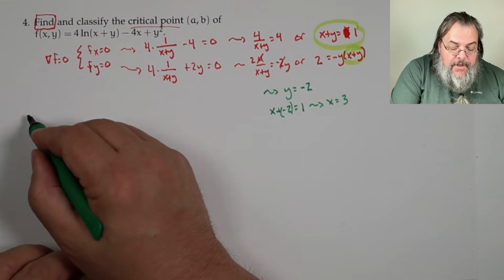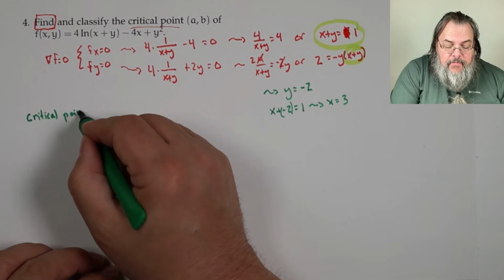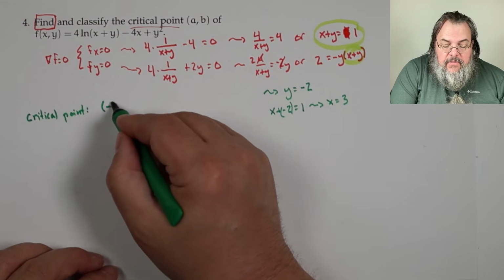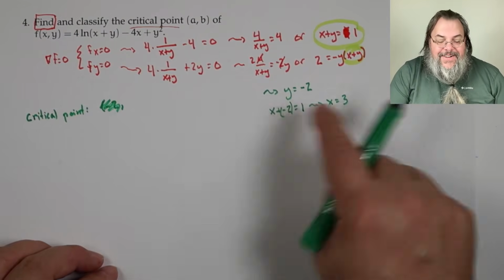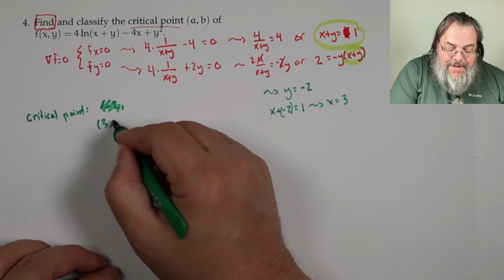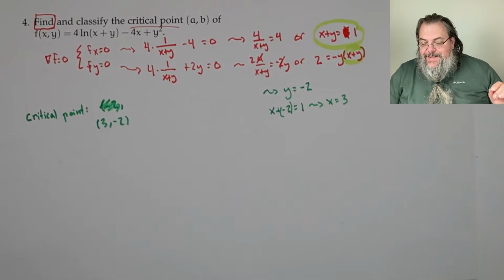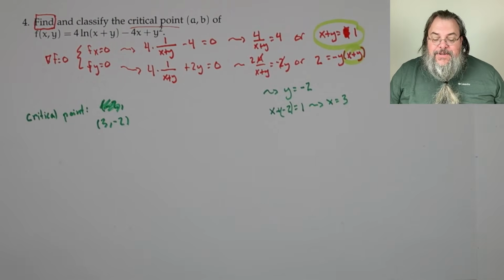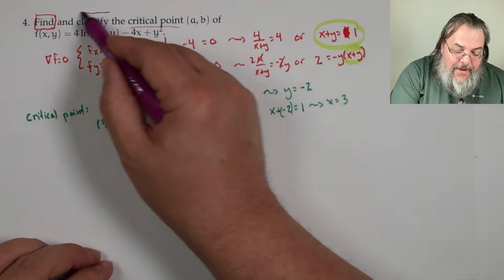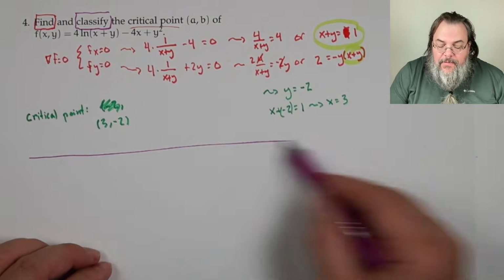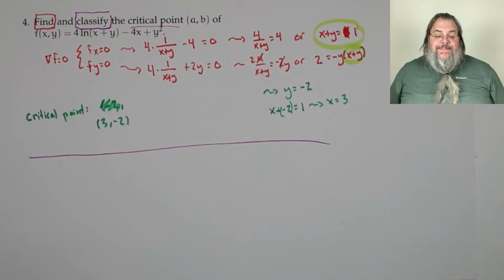So our critical point, and they were right, there's only one of them, got to get these in order, is at 3 comma negative 2. All right, so that's the find. We found it. Now, we move into the next phase, and that's the classify. Okay, so for classifying, what's the tool? The only tool we have for classifying is something called the second partials test.